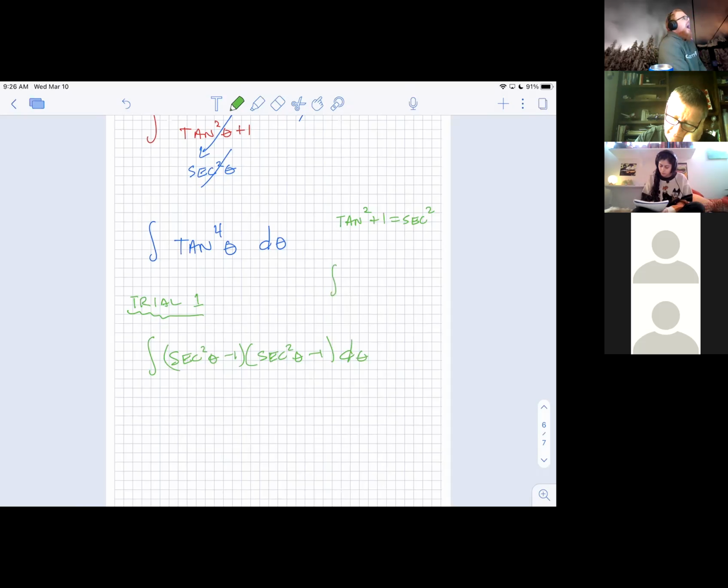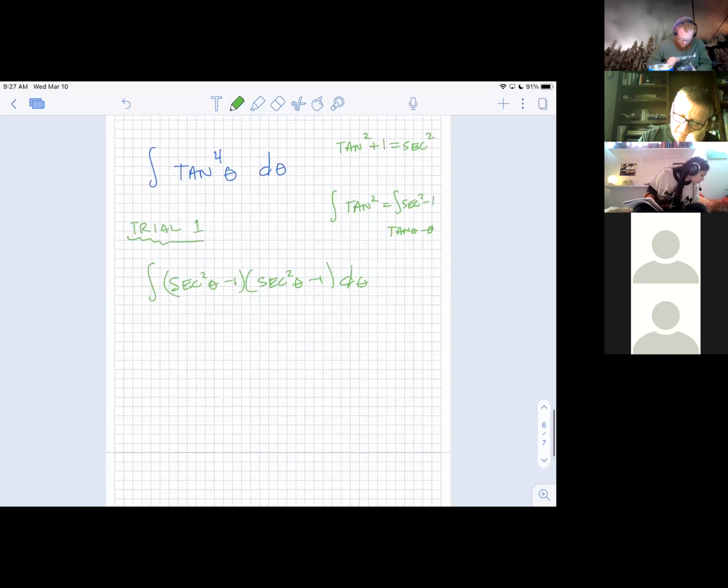The integral of tangent squared. We did this in class the other day, because that's the integral of secant squared minus 1. The integral of secant squared is tangent, and the integral of 1 would be theta, or x or whatever. So now I'm rethinking my idea. I don't know, I'm going to progress with this. This seems kind of fun.